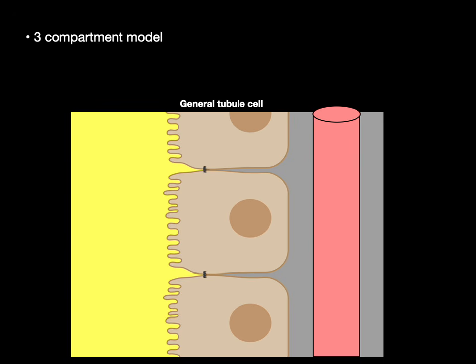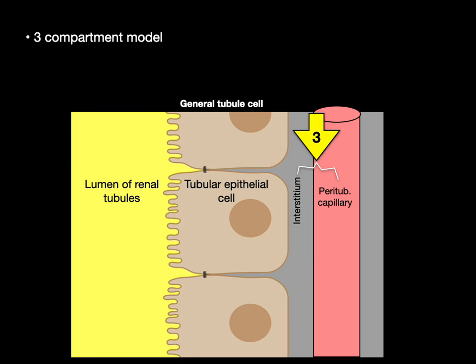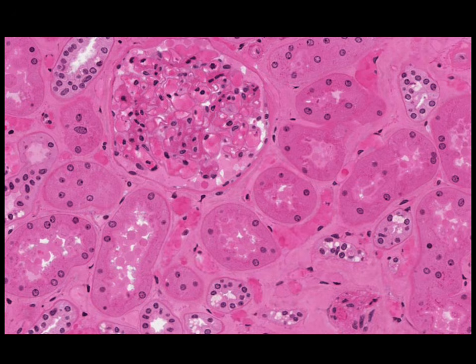One other concept is the three compartment model. One compartment is the lumen of renal tubules, the second compartment is the tubular epithelial cell cytoplasm, and the third compartment is the interstitium and peritubular capillary. You'll notice I put those two together because the peritubular capillary is permeable at fenestrations, or basically openings. Water and solutes diffuse back and forth between the interstitium and peritubular capillary, so we can consider them one compartment. Let's do that again, except in this H and E stain.